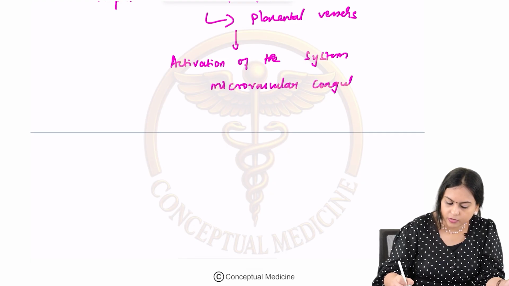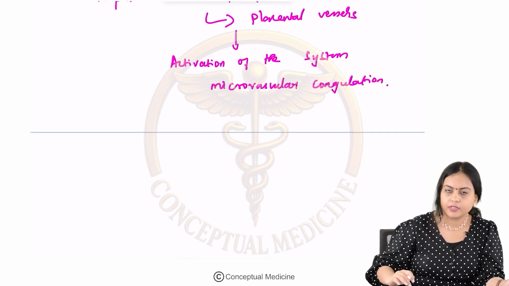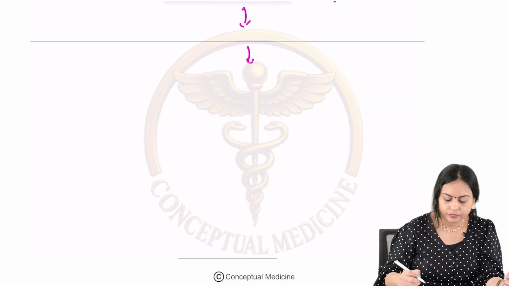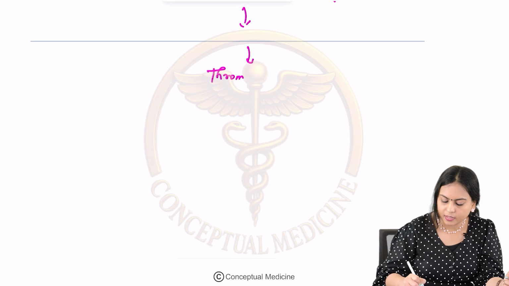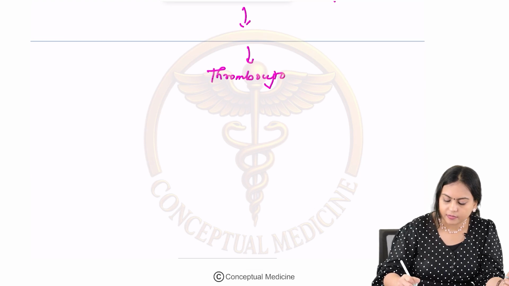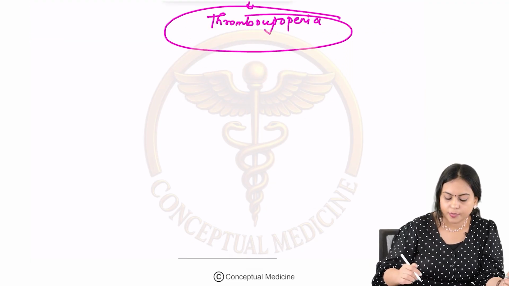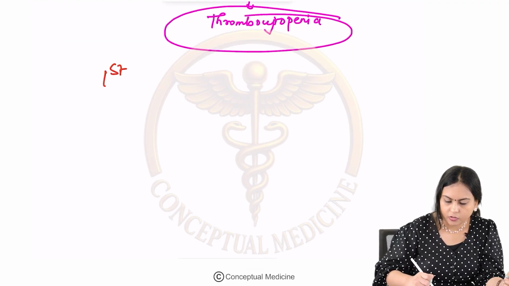And what is this going to happen? With this, the features of DIC will develop and it will result in thrombocytopenia in the blood vessels. Clear? And remember, thrombocytopenia is the first hematological manifestation.